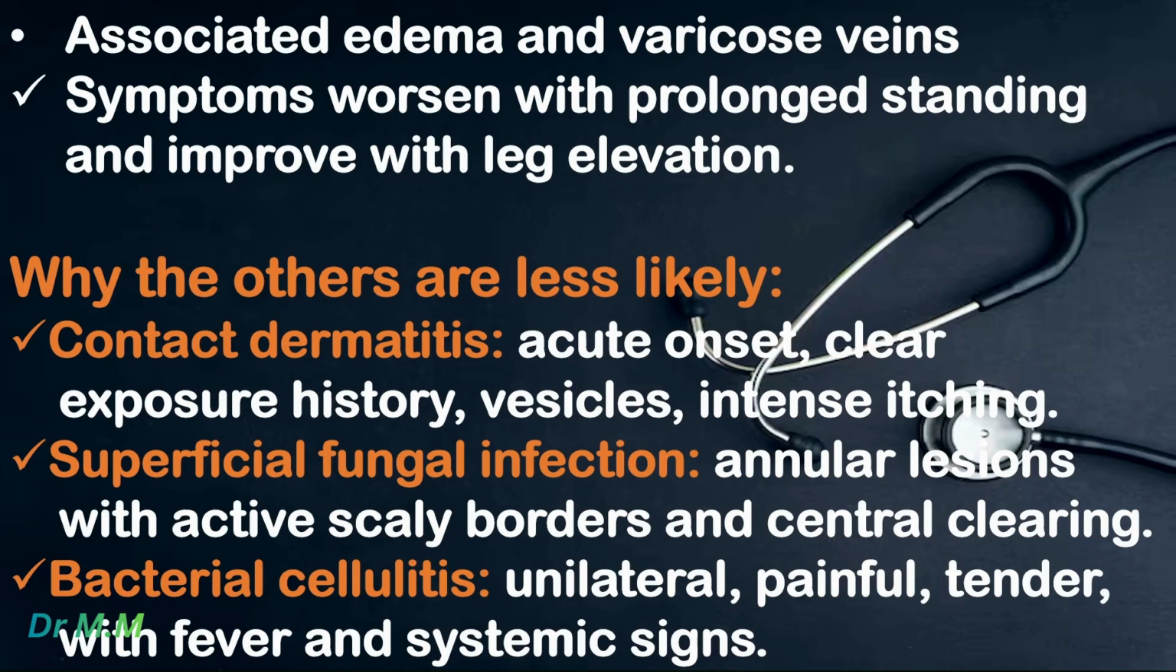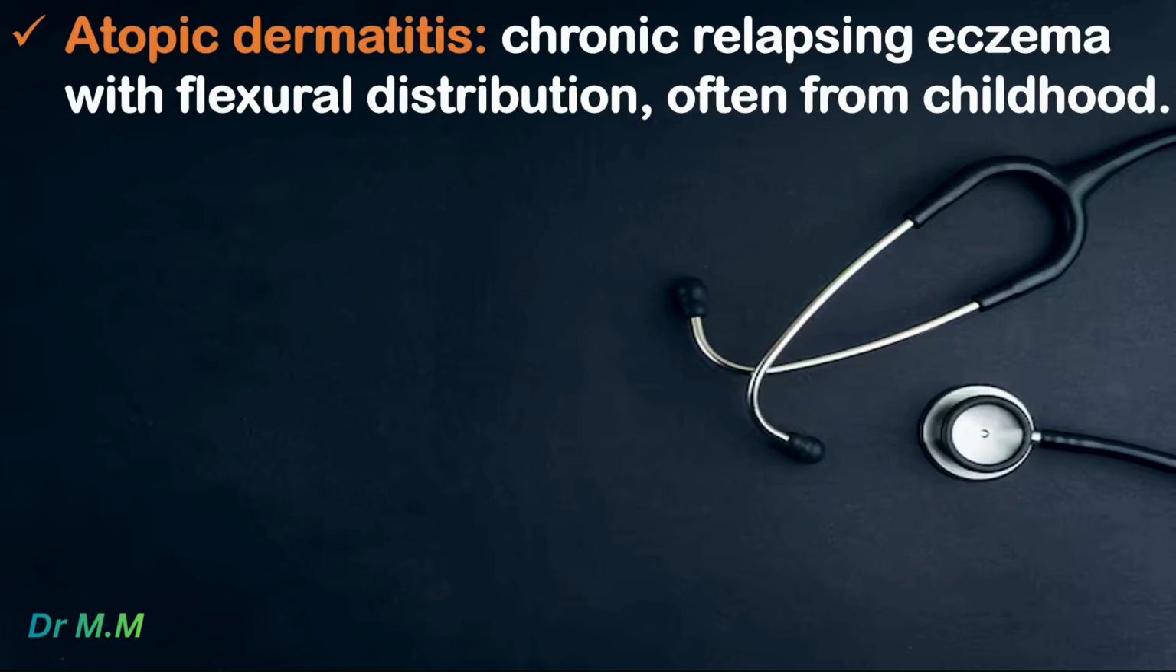While the others are less likely, contact dermatitis has acute onset with a clear exposure history, vesicles, and intense itching is usually present. Superficial fungal infections present as annular lesions with active scaly borders and central clearing. Bacterial cellulitis is unilateral, painful, tender with fever and systemic signs. Atopic dermatitis has chronic relapsing eczema with flexural distribution, often from childhood.